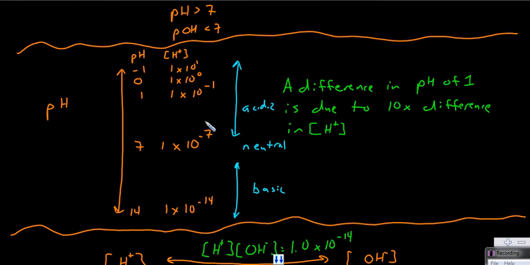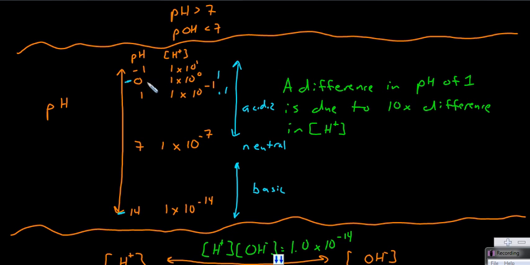Now, we oftentimes refer to the pH scale. The pH scale deals with the logarithm of the concentration of protons. Now, most often we'll be dealing with pHs between 0 and 14. Now, if you had a pH of 0, the concentration of protons would be 1 times 10 to the 0, or just 1. But if the pH was 1, the concentration of protons would be 1 times 10 to the negative 1. So it would be concentration of protons of 1 versus 0.1.